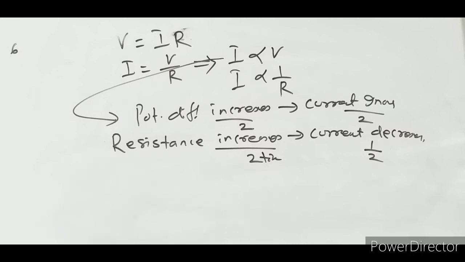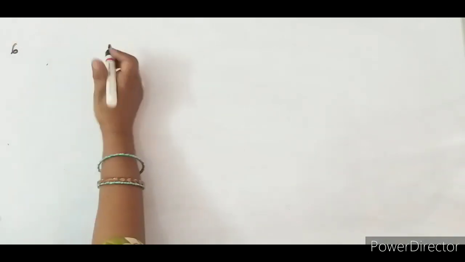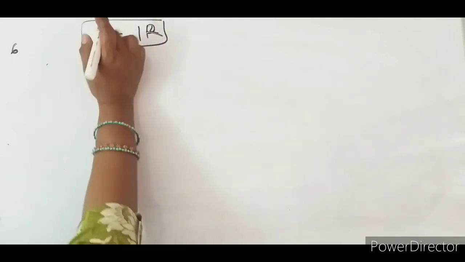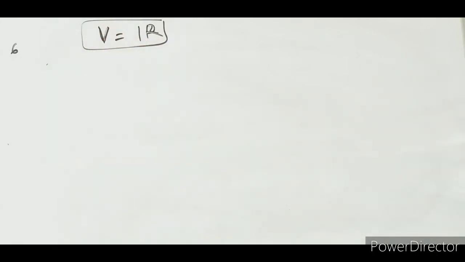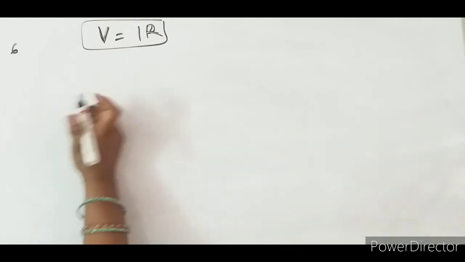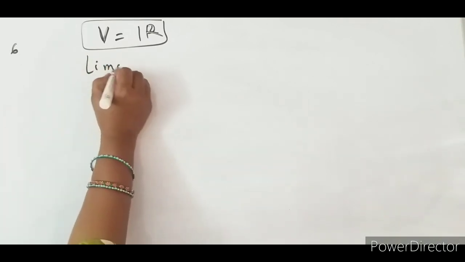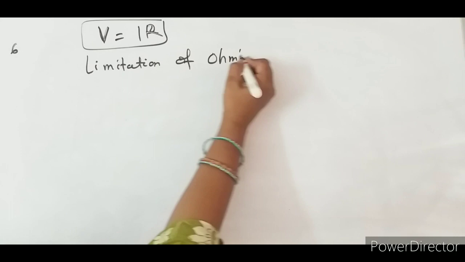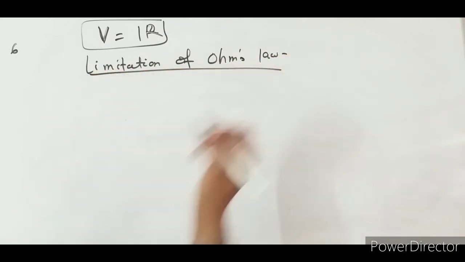Clear? Another important point is that when we are discussing Ohm's law, V equals IR is the most fundamental law and formula. However many numericals we discuss, we will discuss them depending upon this V equals IR formula only. So remember this formula, V equals IR. Okay, clear? Then I will go for the limitations of Ohm's law. This is important for us.